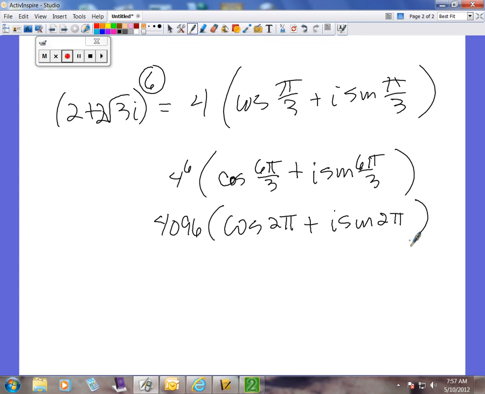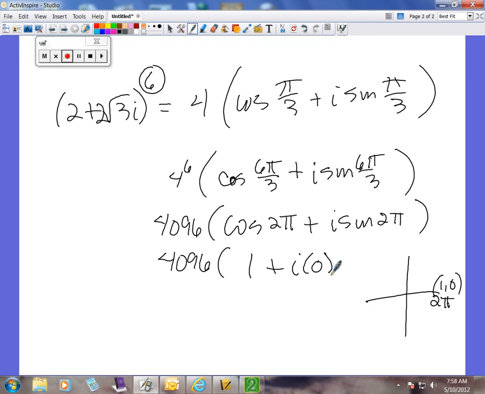And anytime you see something like that, where do you go to get your sine and cosine values? Unit circle. And since 2 pi is right here, and we know our values are 1, 0, aren't they? Plug them in, distribute this, and you're done. So you'll have 4096. What's the cosine of 2 pi? 1. What's the sine of 2 pi? 0. Now if you want to write this, and I'll take it either way, in complex form, your final answer would be 4096 plus 0i, wouldn't it?